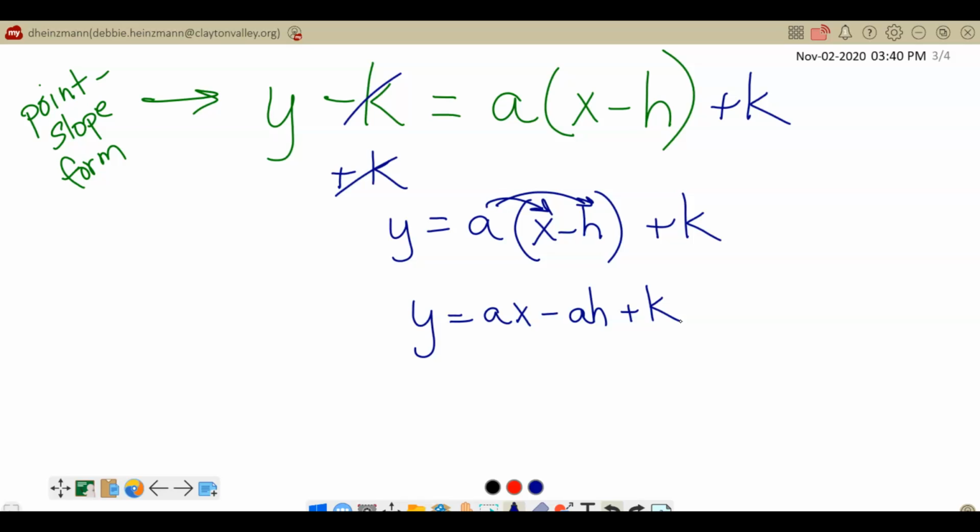So finally, for my final trick of the day, I want you to watch this. These two are constants. They always are. And you would combine them. You would add them together. So if we added them together, what if I told you that negative a times h plus k equaled b?